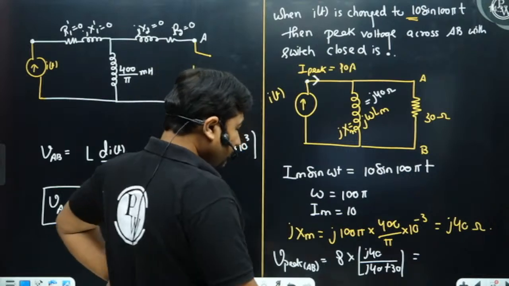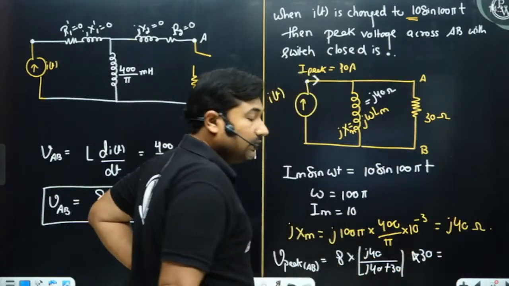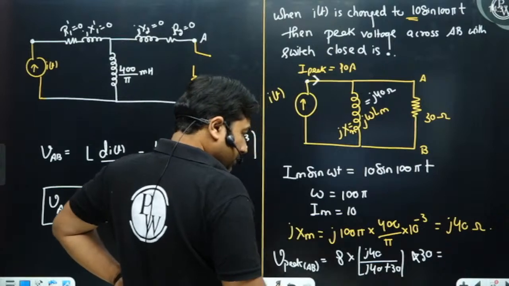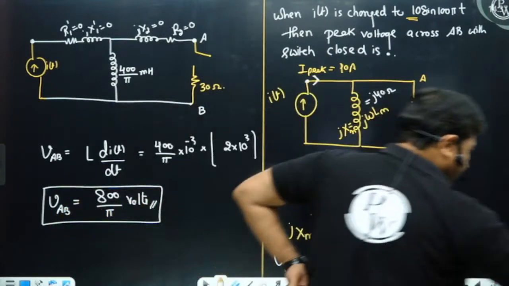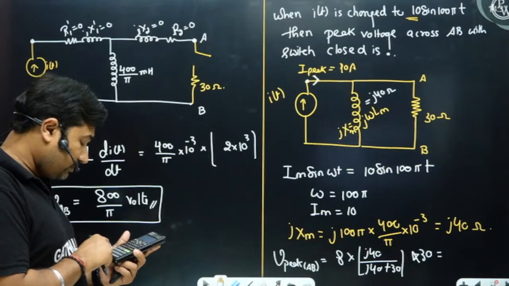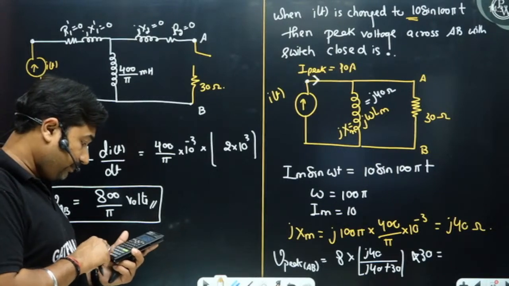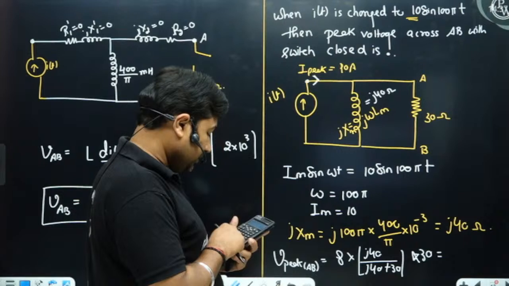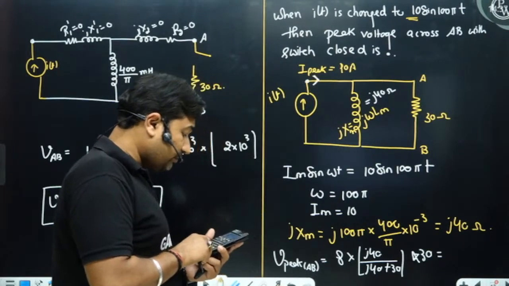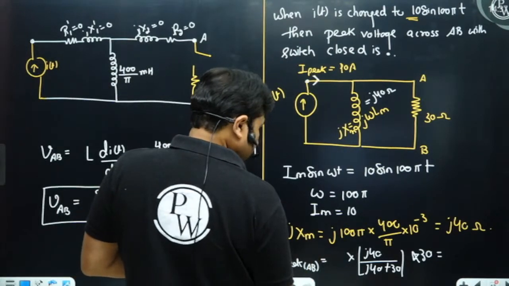Or you can say this will be the current. Current multiplied by 30, that is resistance, is your voltage across AB. So this will become j40 upon 30 plus j40, the magnitude of that, into 8. So in magnitude it is 6.4. This is 10. This is 10.